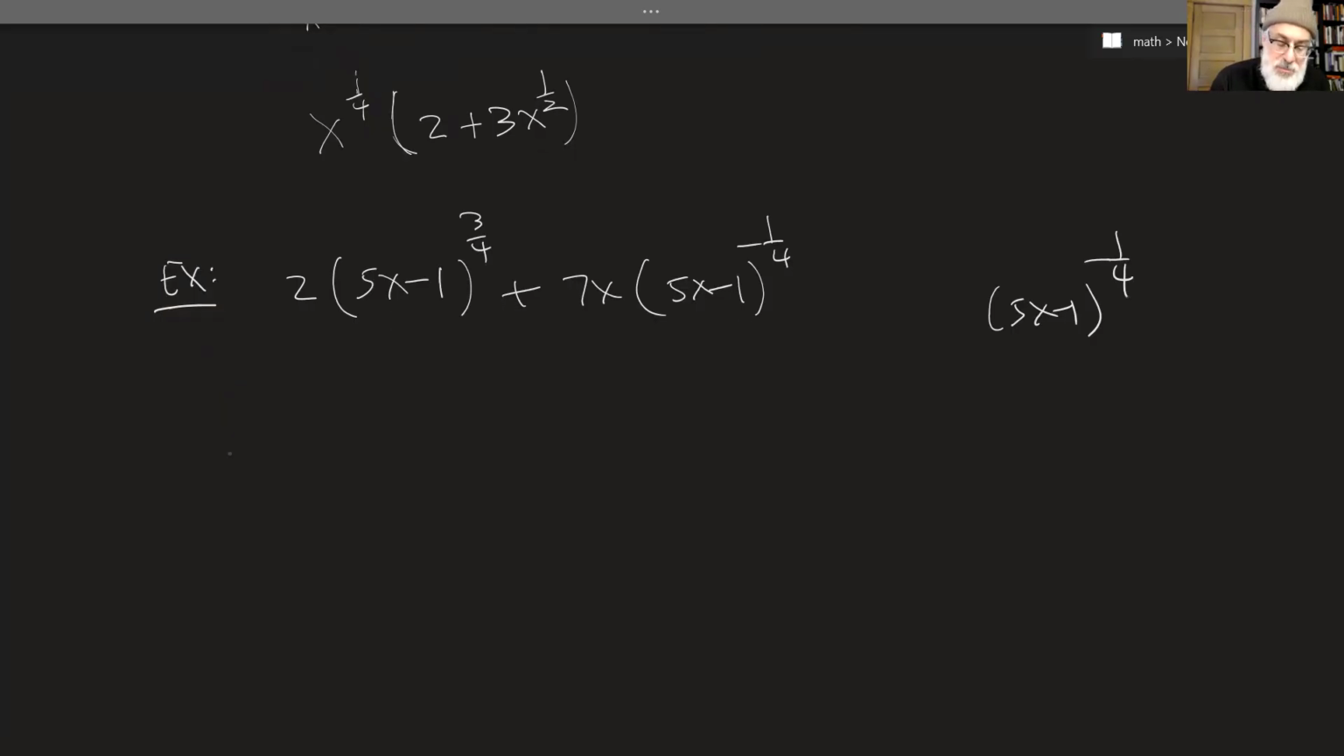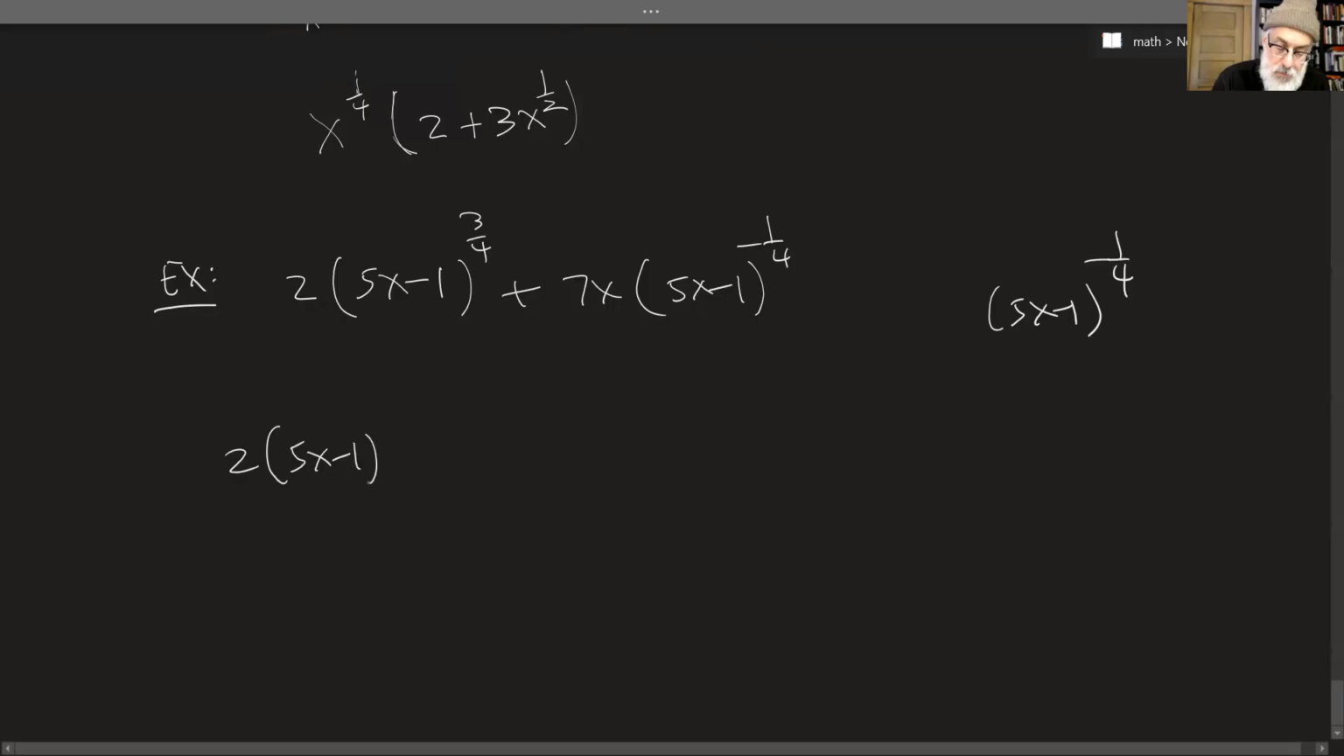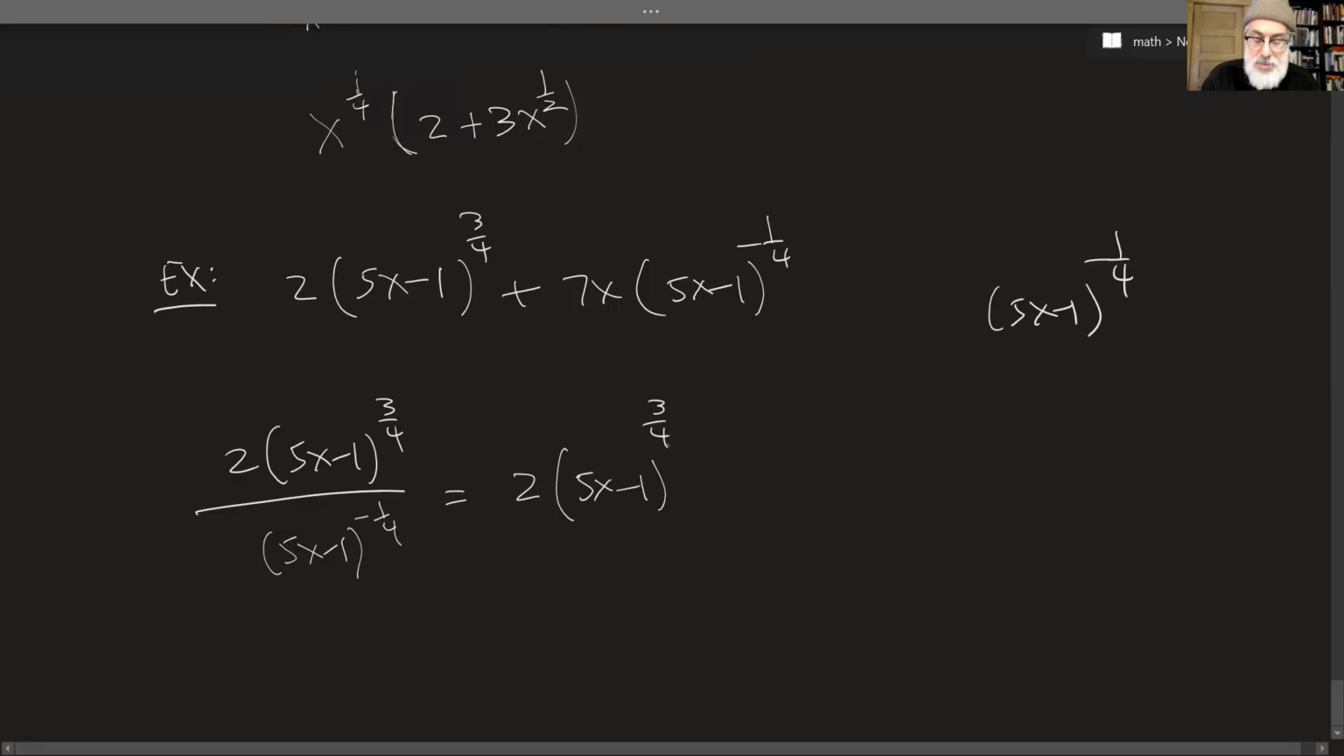So let's look at each term separately. And at some point, you are going to not do this intermediate division step. Now, I'm not saying you're going to do it in your head, but you can basically just subtract the powers and get to the same spot. But I just want to illustrate what's happening. So when we divide that, we're doing 3/4 minus negative 1/4, which is the same as 3/4 plus 1/4, which is the same as 4/4, which is 1. So the first term leaves us with a 5x minus 1.